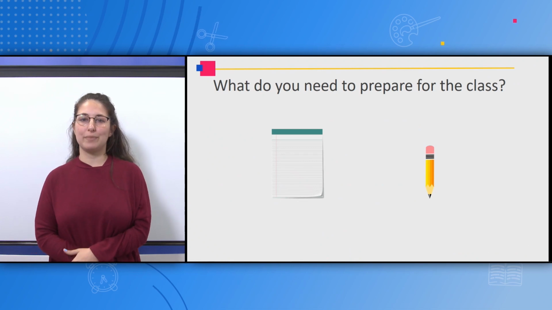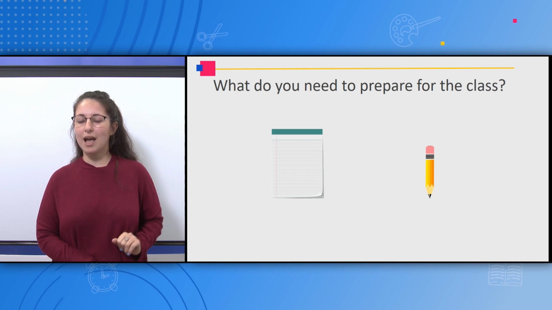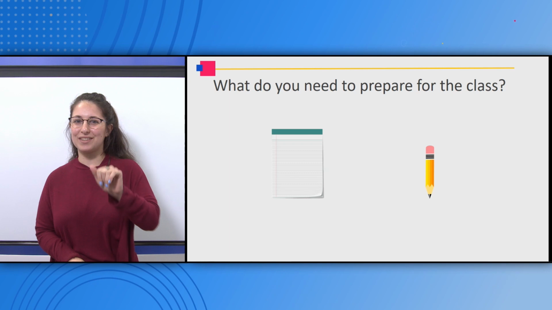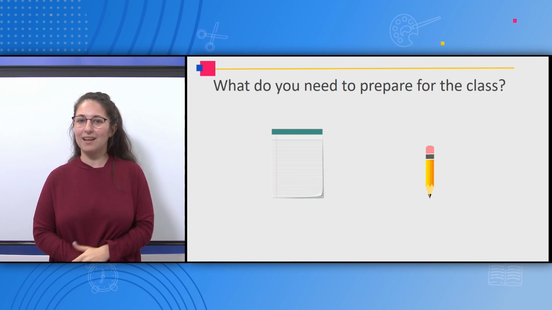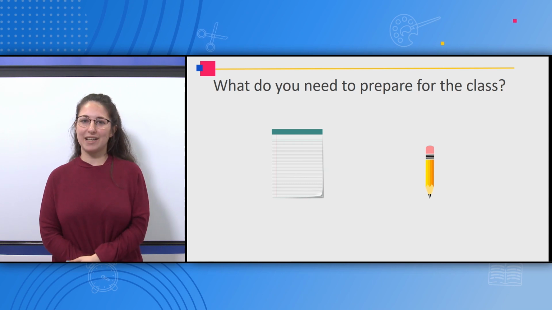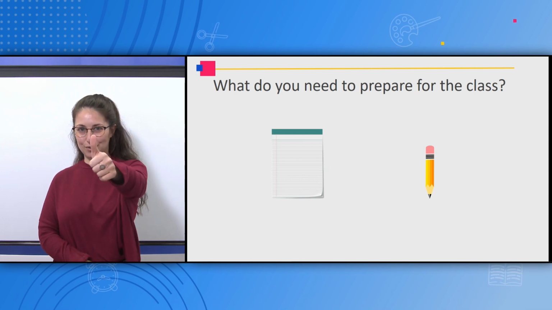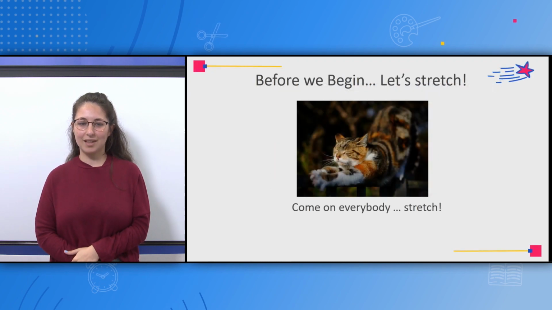What do you have to prepare for the class? You need an English notebook, and you need a pencil with an eraser. I know that you have a notebook in your room, and I know that you have a pencil. So, bring it on and let's start. The notebook is ready? Great. So let's start the lesson.